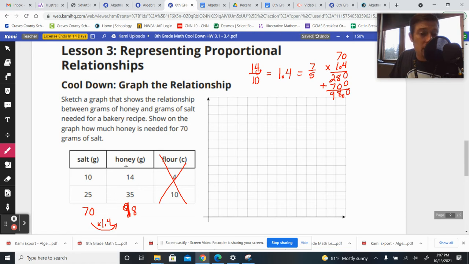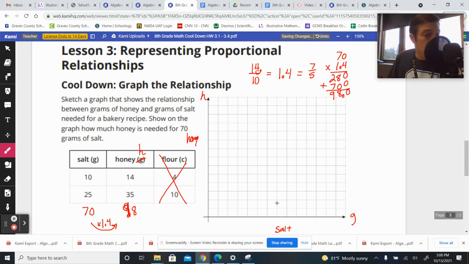This might have been a typo, but they had them both be G in this case. So I'm going to change one of them just for this particular one, because having G for both doesn't really make sense. I'm going to change honey to H. That seems to make pretty good sense, and we'll do G for grams of salt. It doesn't really matter how we do this. I'm going to put H on my vertical axis, and I'm going to put G for my salt down here. So I'll put salt on my horizontal, and I'll put honey on my vertical.